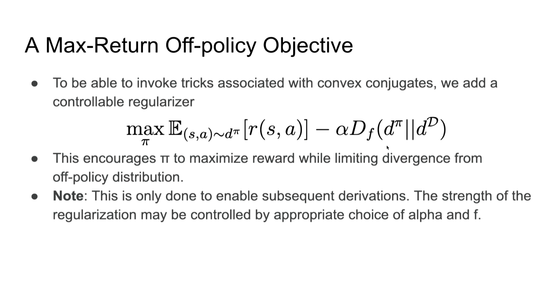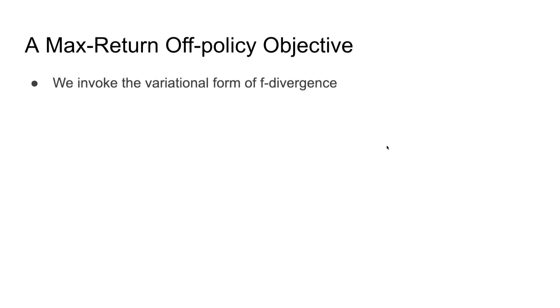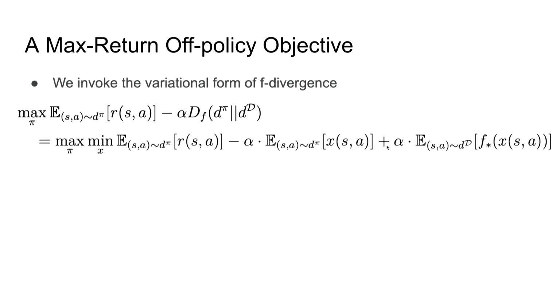OK, so we have an f divergence. We'll do what we've done with every other f divergence so far, which is look at its variational form. So now we've replaced the f divergence with an optimization over x. We've still got the expectation over rewards, but now we've got an additional 2 expectations. One of x over the on-policy distribution, and the other of f conjugate of x on the off-policy distribution.